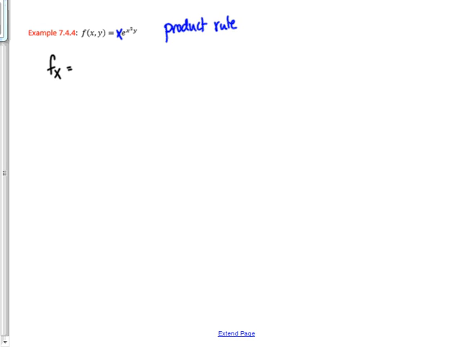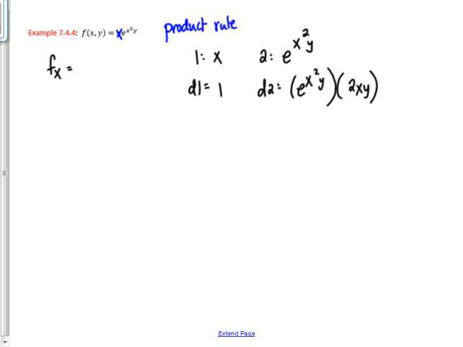Because I have an x on the front, I have to do a product rule. I'm calling 1 x, and I'm calling 2 e to the x squared y. So d1, the derivative of x, is just 1, and d2, well, that would be copy down your problem exactly, we did this at the beginning of the semester, times the derivative of the exponent. Now, the derivative of the exponent with respect to x would be 2x, and then have that y. So d2 is really going to be 2xy e to the x squared y.